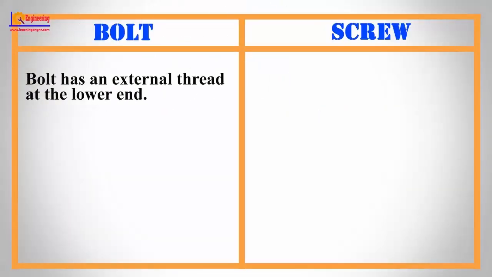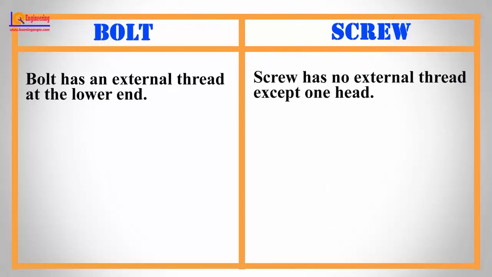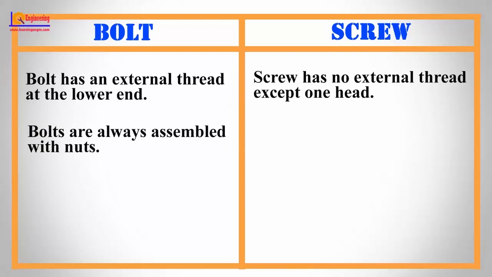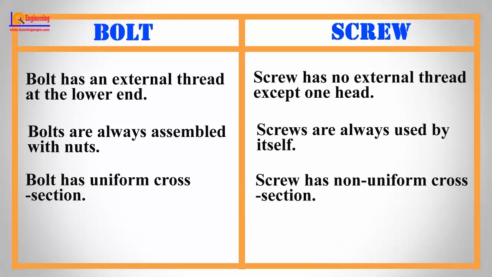Bolt has an external thread at the lower end. Screw has no external thread except one head. Bolts are always assembled with nuts. Screws are always used by themselves. Bolt has uniform cross section. Screw has non-uniform cross section.